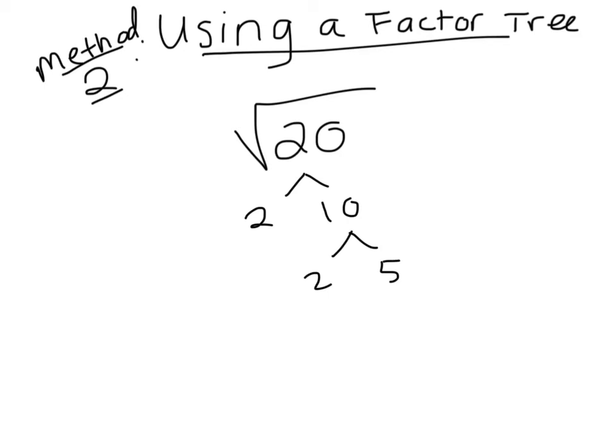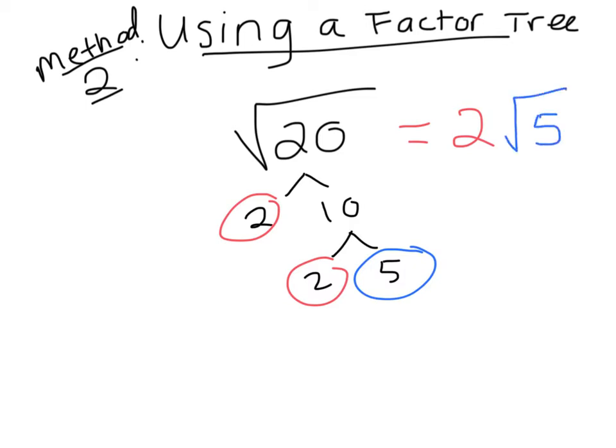Now, since I'm taking the square root, I want to cancel out groups of 2 of the same number. So for instance, I have two 2's. In other words, I have 2 squared. The square root of 2 squared is simply 2. What I'm left with inside of my radical is a 5. So the square root of 20 can be written as 2 square root of 5, which agrees with the answer we got in method 1.